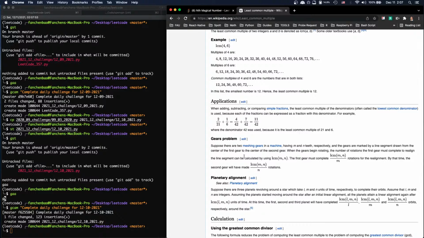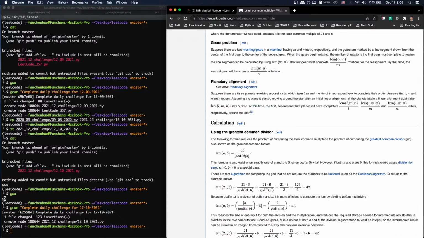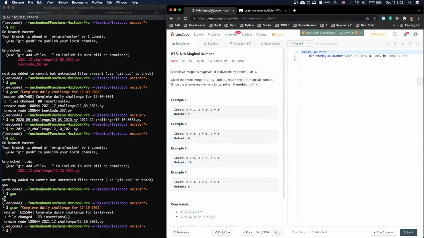Calculation. LCM is A times B divided by GCD of A and B. Okay, so we obtained this, right? So now we have 3 values. Now we're talking. I think we can go for it.